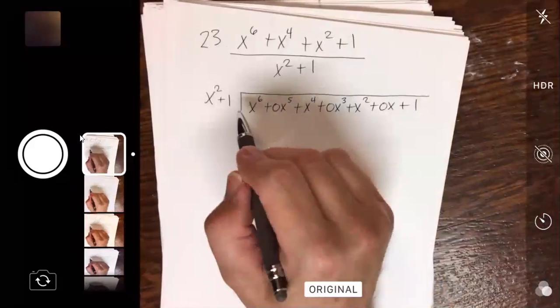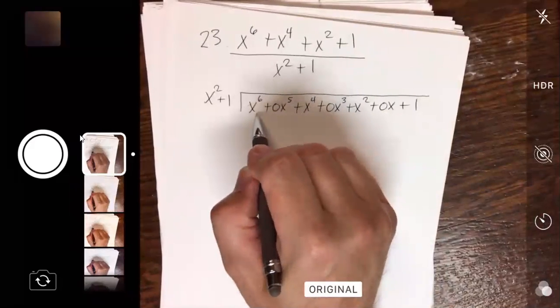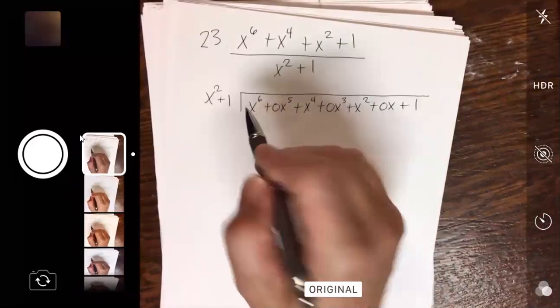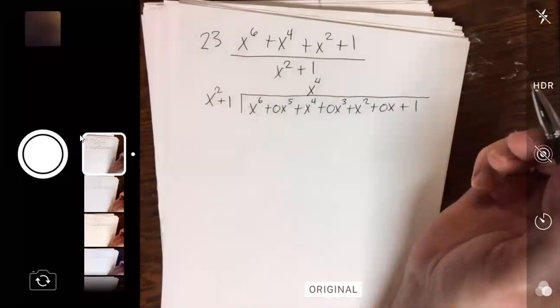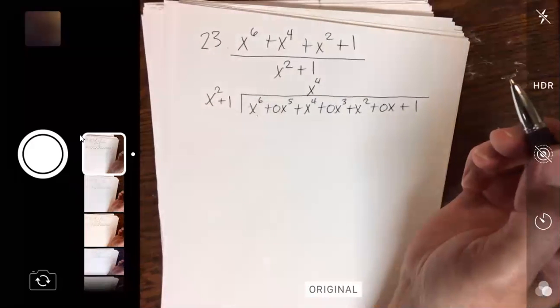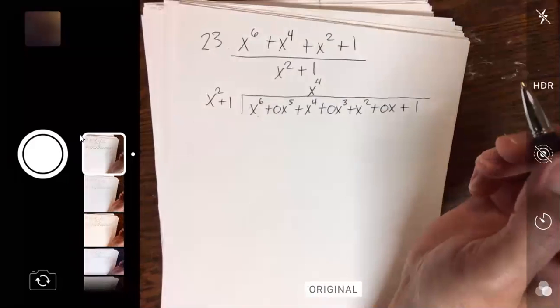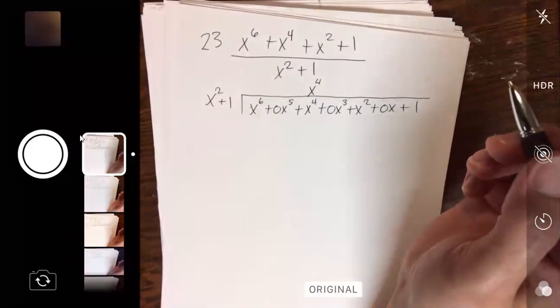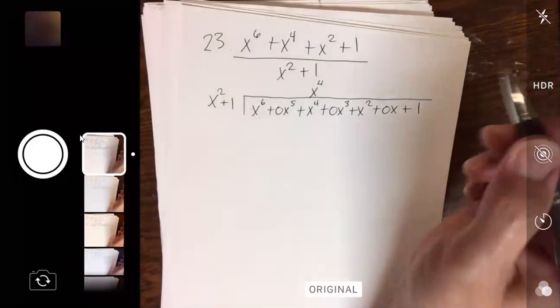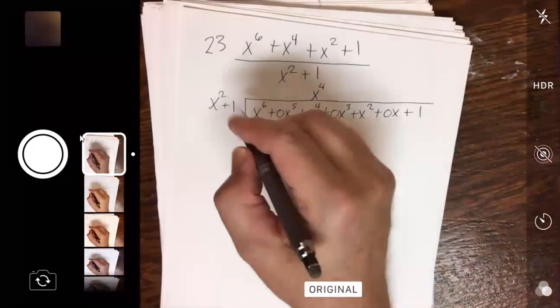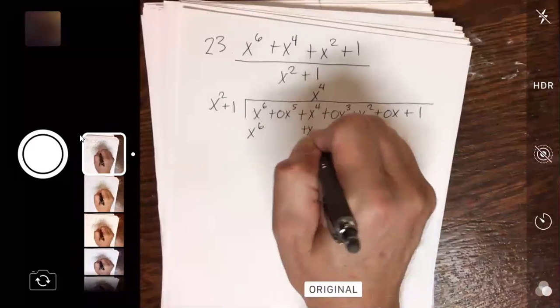X squared times what is an x to the 6? Can you tell that would be an x to the 4th? Everybody see where I'm getting x to the 4th there? If anybody else isn't, I'd be happy to stop and explain it. Can you see when I multiply it back, x to the 6 plus x to the 4th.